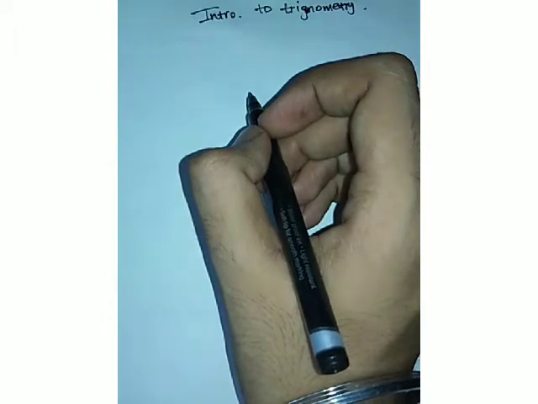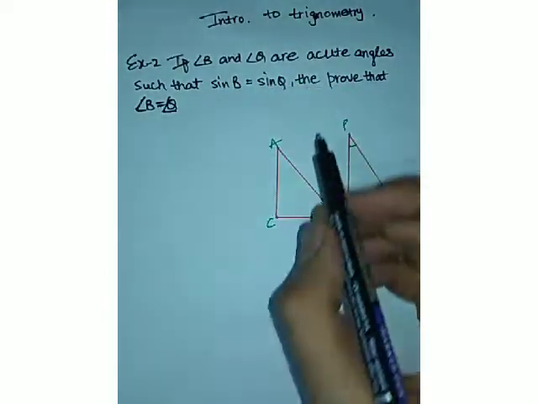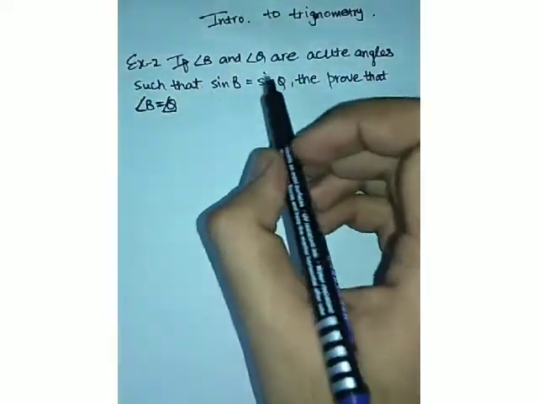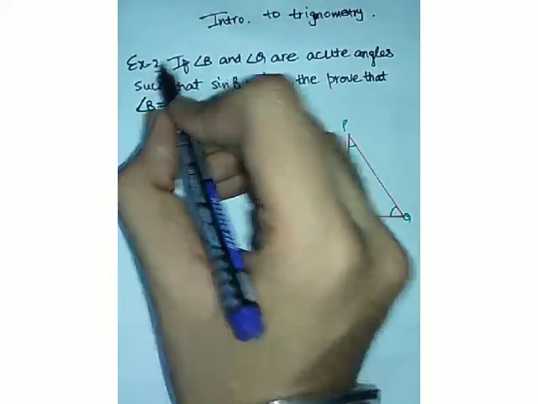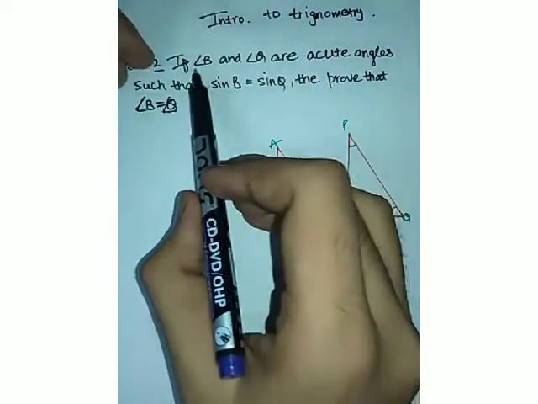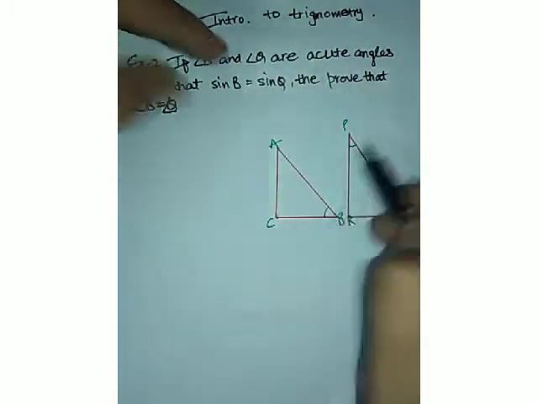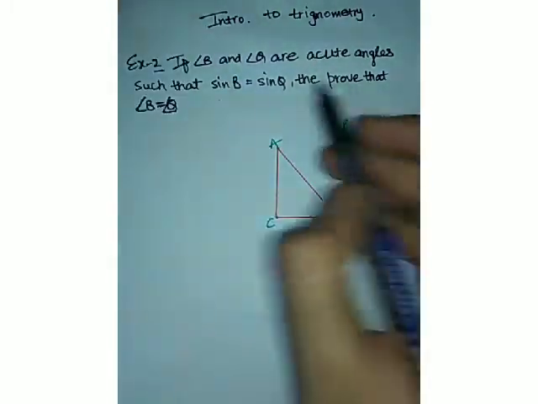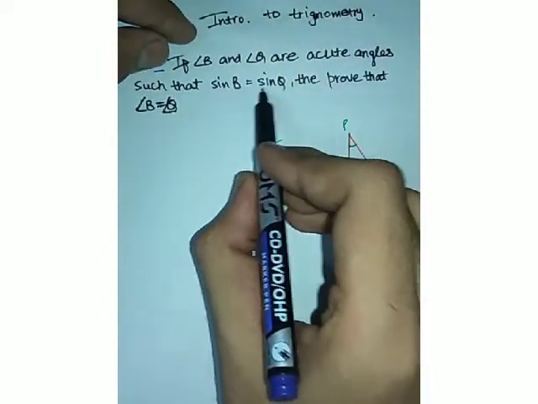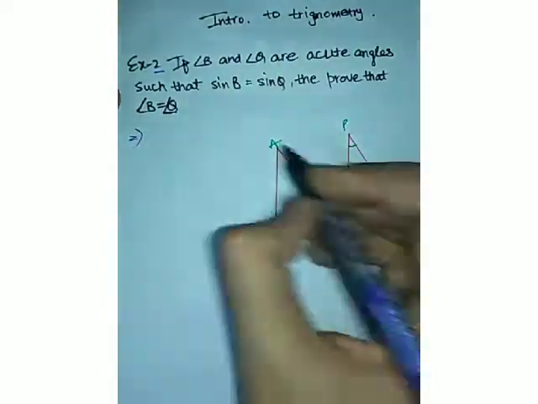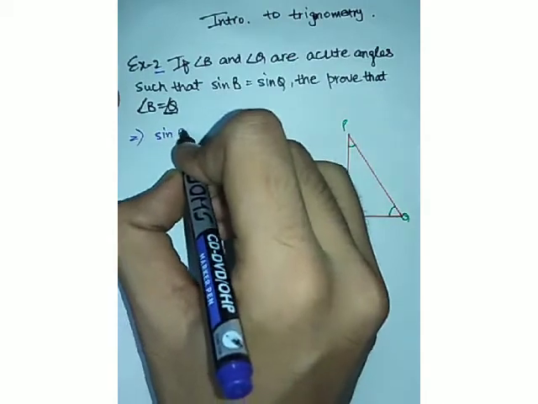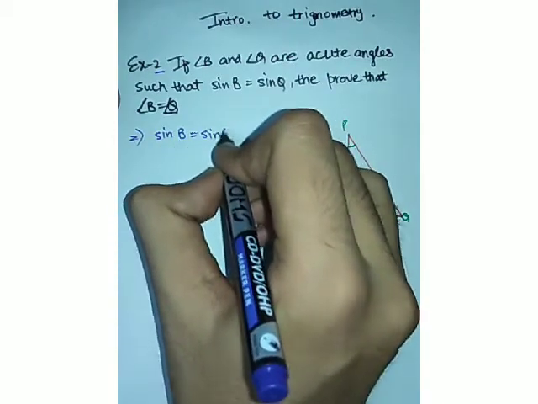Let's start with that. This is our very first example of today's video. That's actually example second. It's given that angle B and angle Q are acute angles such that sine B is equal to sine Q. Now what is given? That sine B is equal to sine Q.